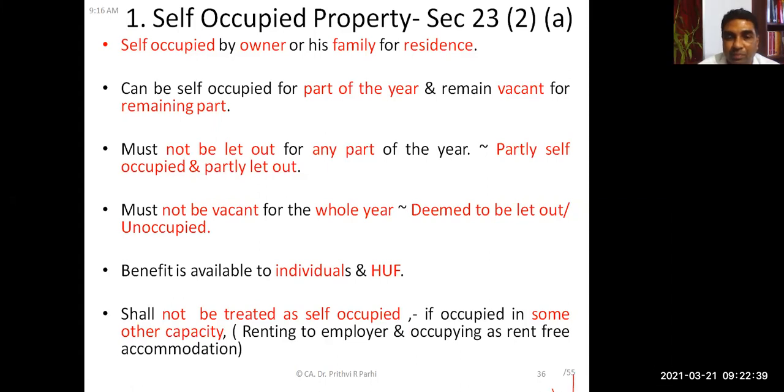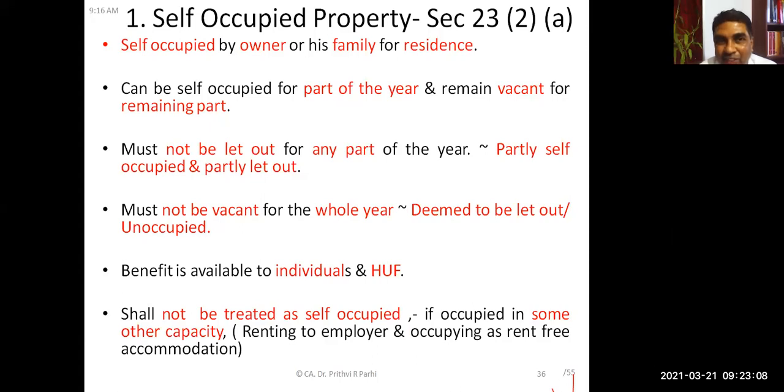Then what will it be considered? First of all, you understand that it is not self-occupied in the capacity of the owner. Only when the owner, in the capacity of the owner, is occupying, or his family members are occupying, then it will be treated as a self-occupied house. Your question is how that house will be treated.